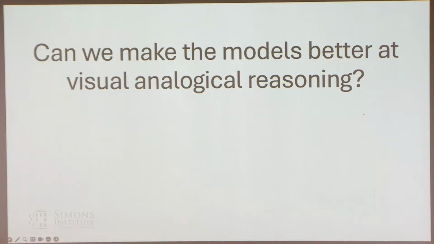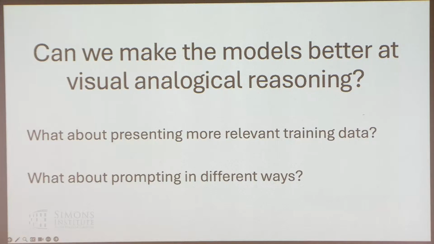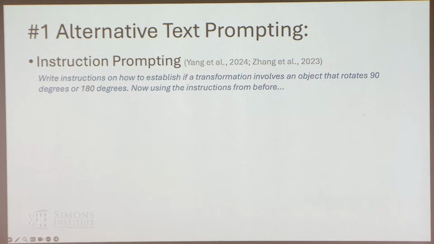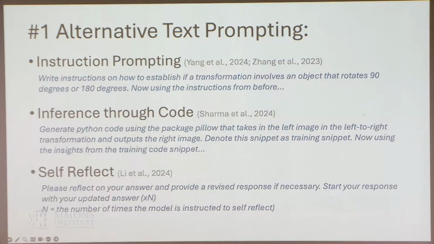Okay, so can we make the models better at visual analogical reasoning? What about presenting them with more training data? What about prompting in different ways? So we tried different kinds of text prompting. We tried instruction prompting, which is to ask the models to write exactly the instructions of how a transformation has occurred. We tried inference through code, asking the models to write the code of how the transformation might have occurred. We tried self-reflect as well. And there's no improvement across all of these different prompting techniques.